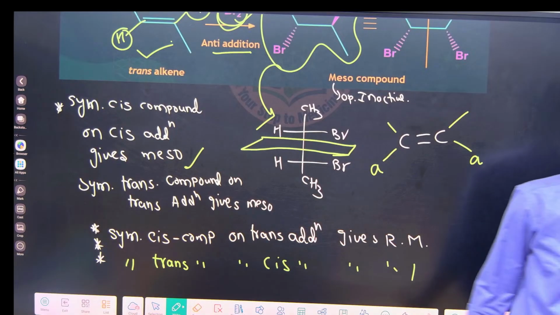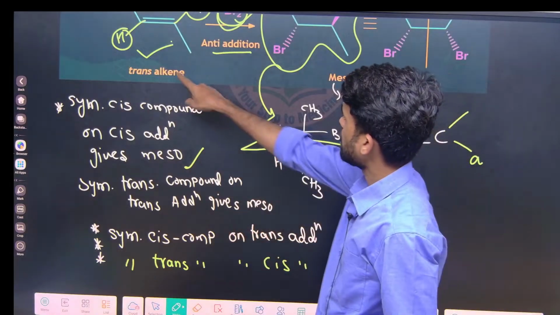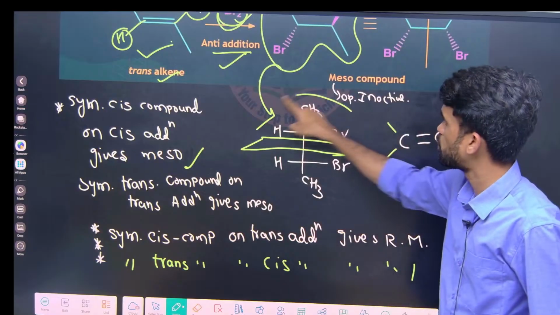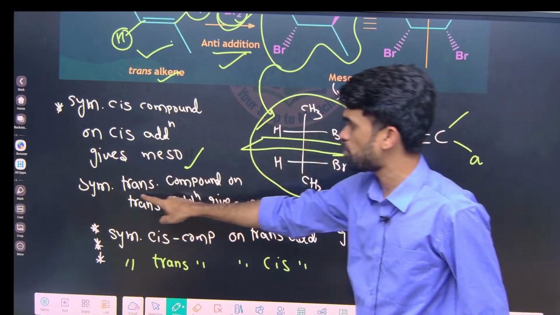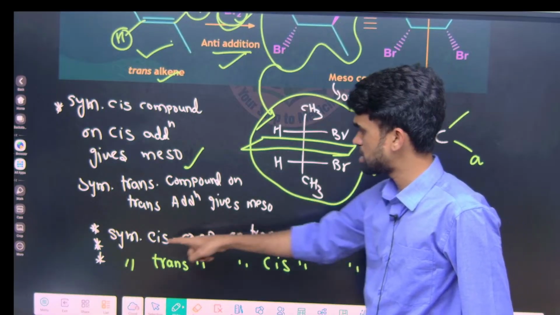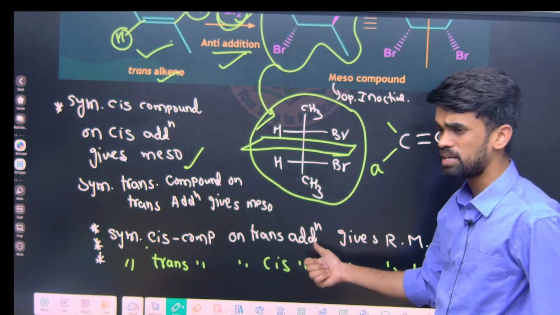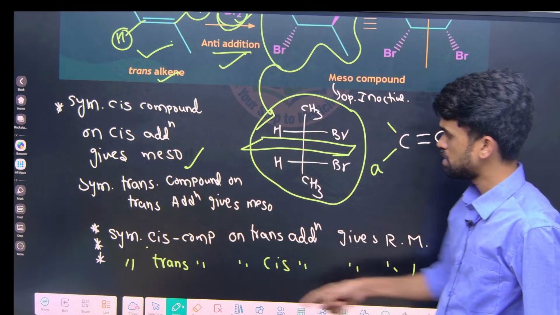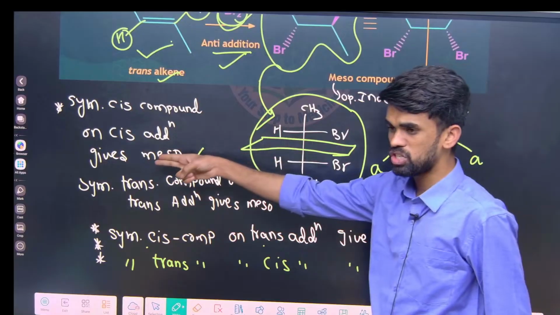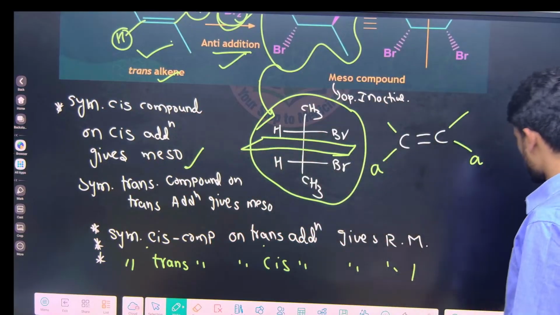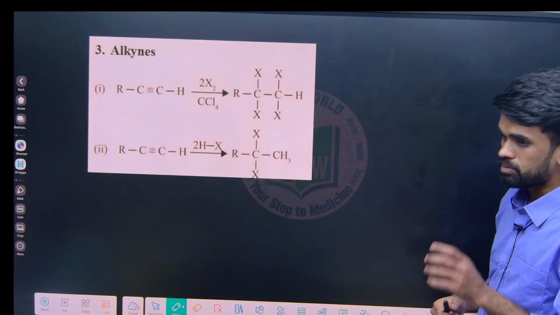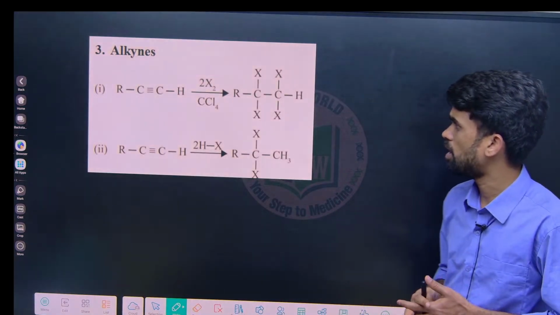Okay, is this clear whatever I am explaining? See, to the trans compound we added in the trans fashion so that we are getting a meso product. Similarly, to the cis compound if I add in the cis fashion, it will be giving us meso. For a cis compound if I add in the trans manner, it will give racemic mixture. See, opposite addition, racemic mixture; same addition, meso, that's it. Okay, that is about alkenes, addition of halogens to the alkenes we discussed.